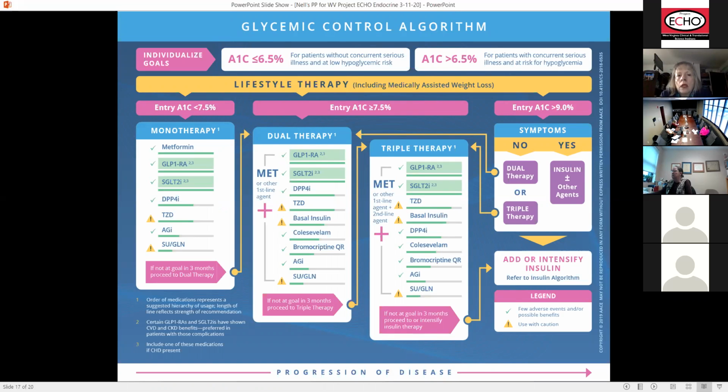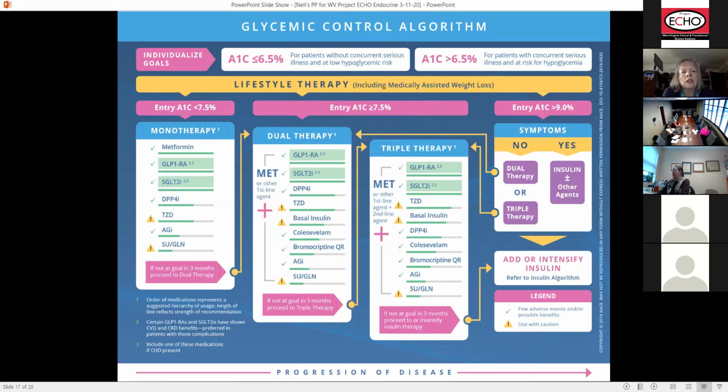So this is from the ACE guidelines 2019. I could not find online a 2020 version, but I used to have little pocket guidelines to give out, and I like these guidelines because if you can read it, it says at the bottom left, this is the recommendation of order of classes of drugs.